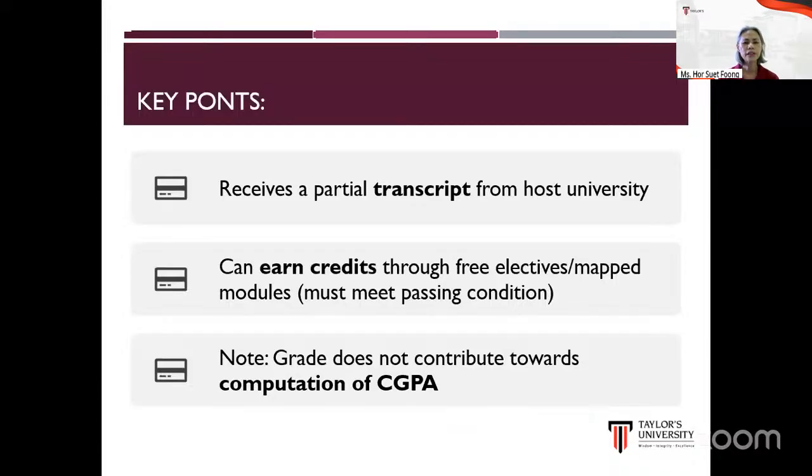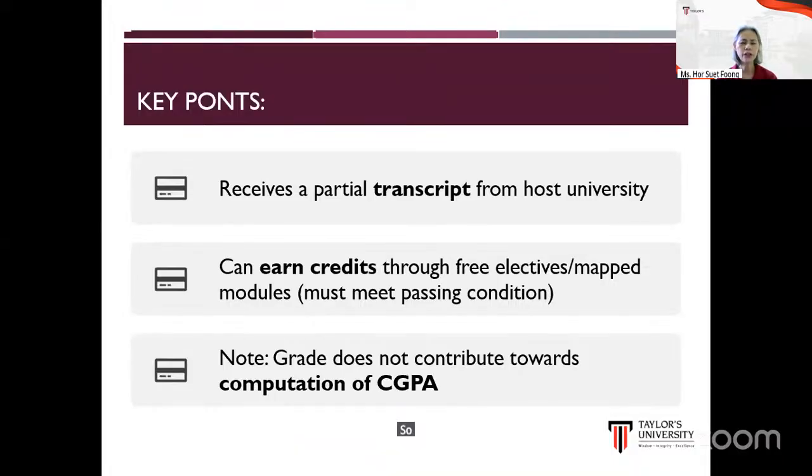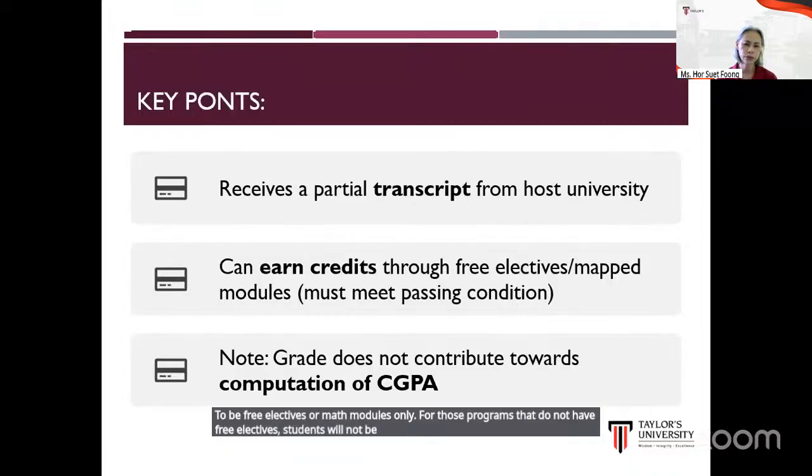Okay, upon completion of this student exchange program, they will receive a partial transcript from the host university. So this partial transcript will record the grades that they have attained for the modules that they have taken over there. If the modules have been given a pass that is equivalent to a grade C, they will be able to have those credits transferred to their modules at Taylor's, but it has to be free electives or MAP modules only. For those programs that do not have free electives, students will not be able to transfer those credits.